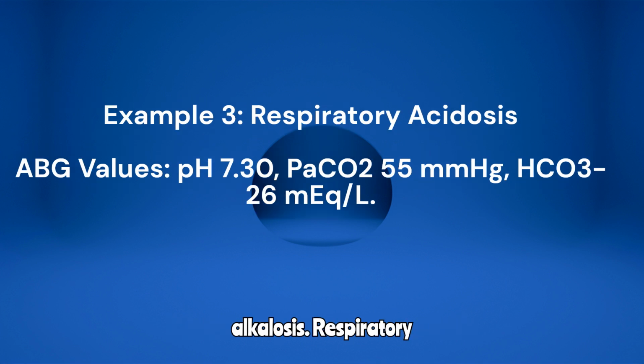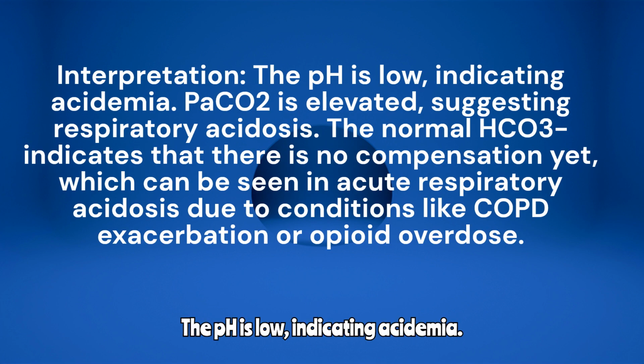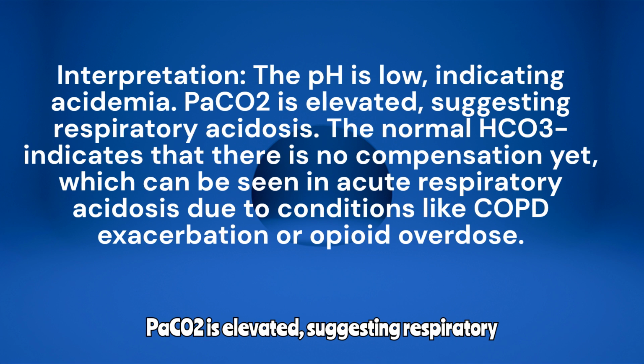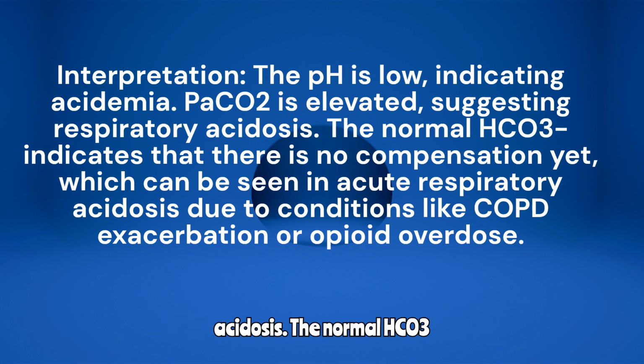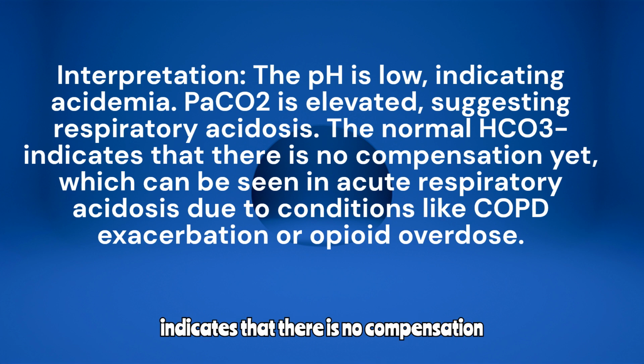Example 3. Respiratory acidosis. ABG values: pH 7.30, PaCO2 55 mm of mercury, HCO3 26 milliequivalent/L. Interpretation: the pH is low, indicating acidemia. PaCO2 is elevated, suggesting respiratory acidosis. The normal HCO3 indicates that there is no compensation yet, which can be seen in acute respiratory acidosis due to conditions like COPD exacerbation or opioid overdose.